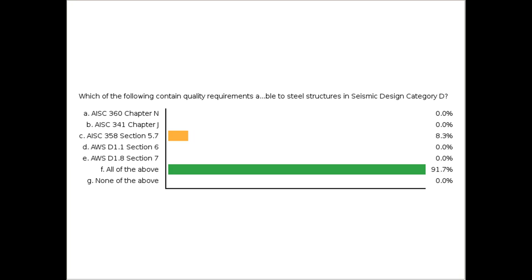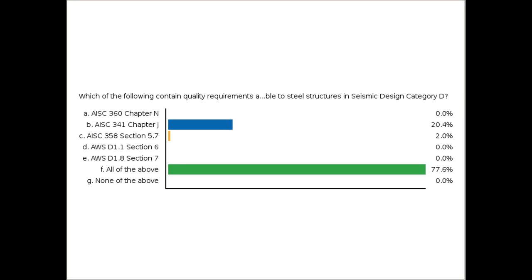The options are A, AISC 360, Chapter N; B, AISC 341, Chapter J; C, AISC 358, Section 5.7; D, AWS D1.1, Section 6; and E, AWS D1.8, Section 7. Or is it all of the above or none of the above? Once again, the question is, which of the following contain quality requirements applicable to steel structures in seismic design category D?